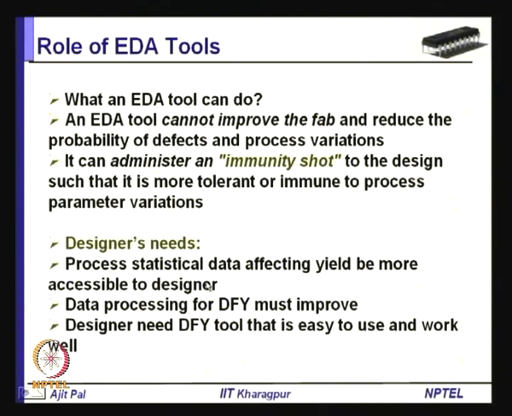So, the fab houses should make this information, process statistical data, available to the designers, but always there is some gap. And data processing for design for yield must improve, and designers need design for yield tools that are easy to use and work well. So, these are the designer needs for developing suitable CAD tools for the future generation technologies.